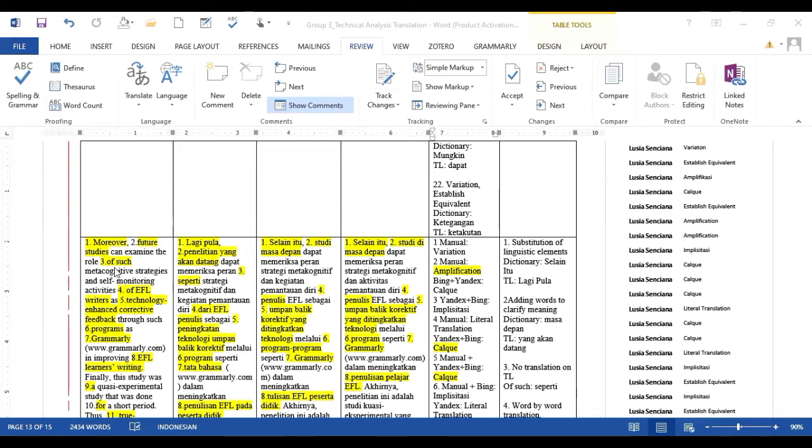And then number 3 is such as. Such as means seperti, but in online translator there is a translate. In here number 3 is established equivalent, because such as is seperti, but in online translator there is a translate. So Bing and Yandex use amplification technique, because there is a translate in target language.